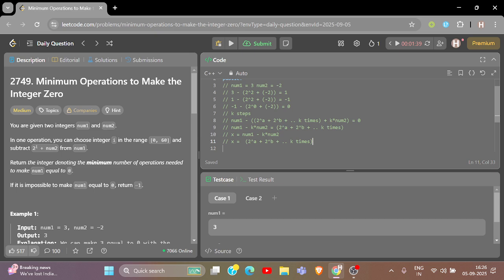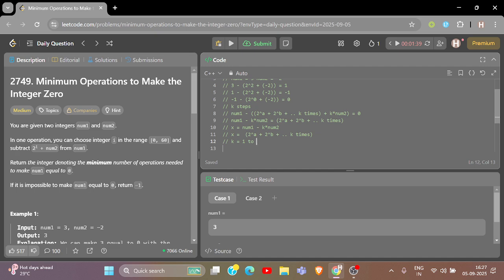But also, we just don't need to say yes or no. We have to say the minimum number of operations, so we have to minimize the k so that we reach the num1 of 0 as quickly as possible. So, the basic thing is that if we start iterating from k equal to 0, k equal to 1, we try until a certain bound is hit.